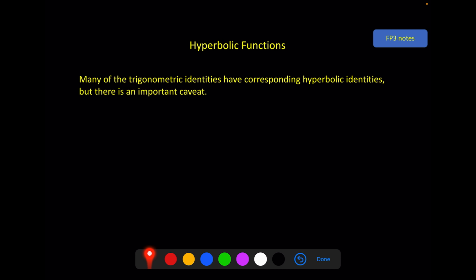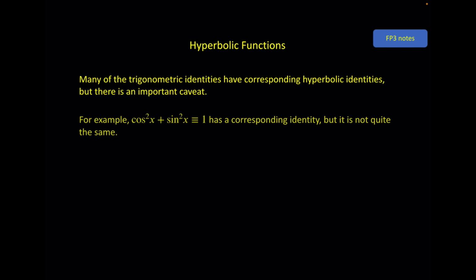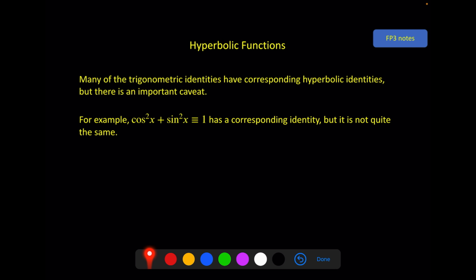And in some ways this is nice and easy, because a lot of the trigonometric identities have corresponding hyperbolic identities. But there is, as I've said here, an important caveat. There is an important warning. You need to be careful to apply Osborne's rule correctly. And I'll give an example first, and then we'll look at what that rule is. So the example I've chosen, which I'm sure if you wrote down any identities, you included this one, cos squared x plus sine squared x is exactly identical to 1. Remember, this three-line equals means any value of x can go in here and it will still be true.